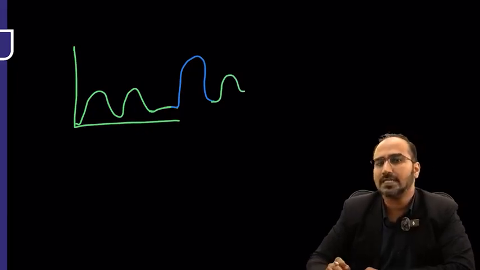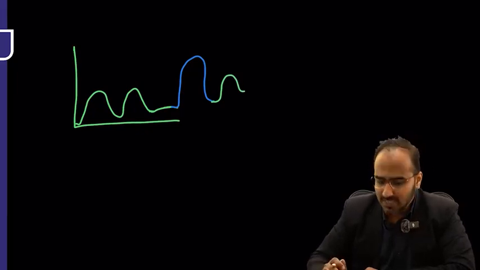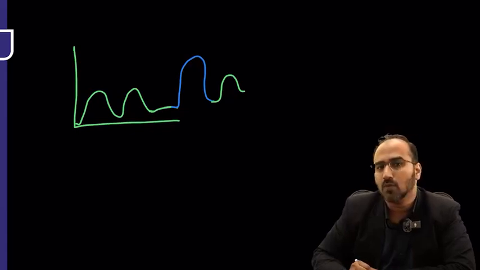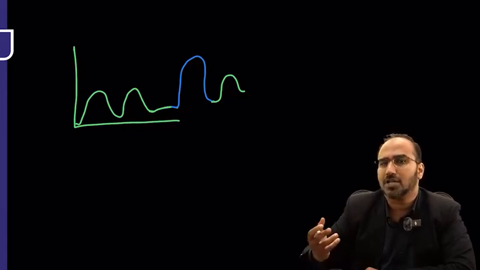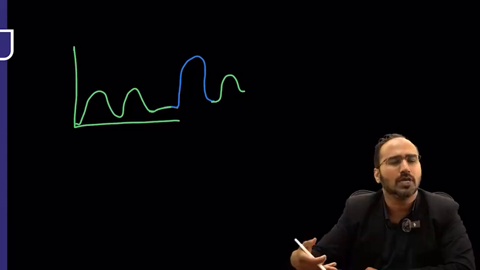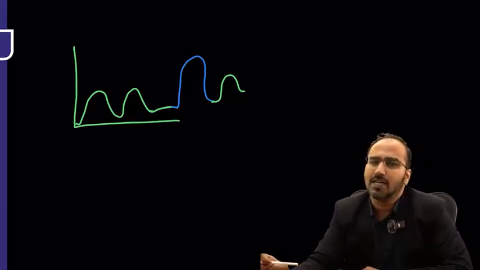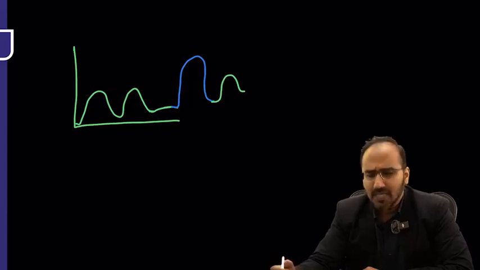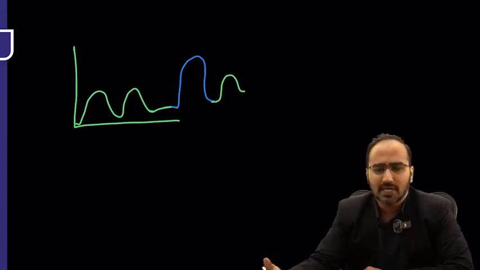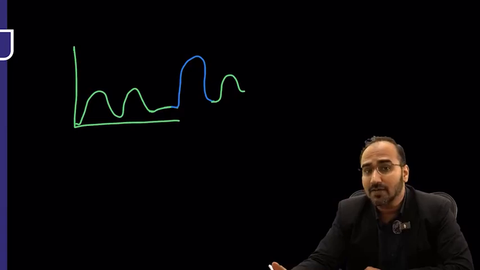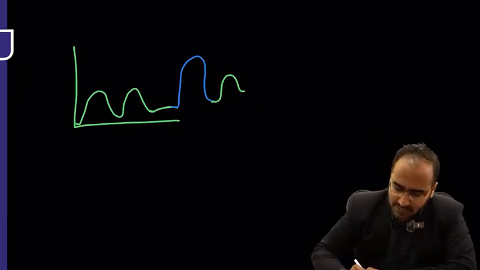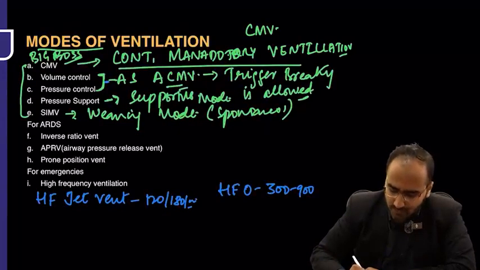So basically, SIMV is what guys? It is a weaning type of mode. As the patient is tolerating the pressure support and all, then you can go for SIMV mode to look whether we can wean the patient off from the ventilator. There are other weaning modes also guys. Apart from SIMV, there is CPAP mode, BiPAP mode, all are there. Okay. So anyways guys, these are the few ventilatory modes.